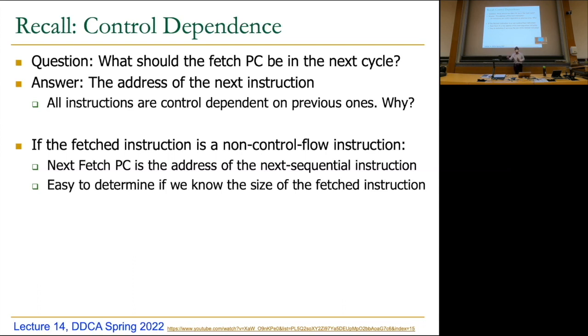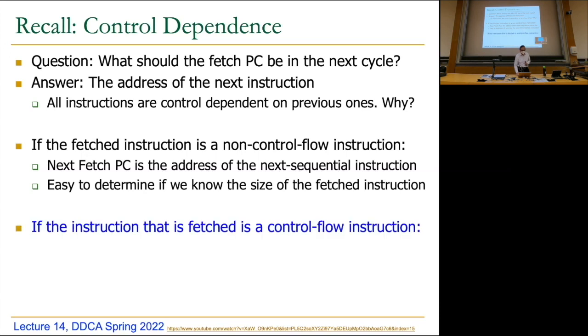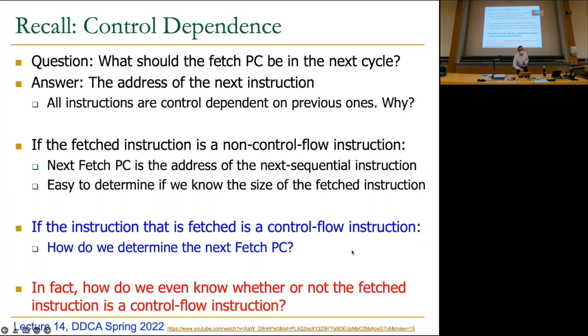Even if you're the next sequential instruction, even if it's not a branch instruction, you don't know the address of the next sequential instruction before you decode the previous instruction. But of course, if you know the size of the fetched instruction, it's easy to determine the next instruction address if the instruction is not a control flow instruction. But if the fetched instruction is a control flow instruction, the problem becomes even worse. Basically, how do you determine the next fetch PC in this particular case? In fact, how do you even know whether or not the fetched instruction is a control flow instruction? You do not know this information until you decode the instruction as well.